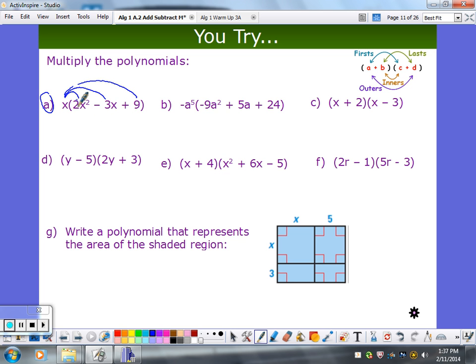X times 2x squared. 3x. Oh, multiply. And how many x's? Cube. X times -3x. Multiply. Think of the one in front of you. 1 times 3 times x times x. X times 9. And I had multiplied. You can't combine, right? Can I combine anything? No like terms.